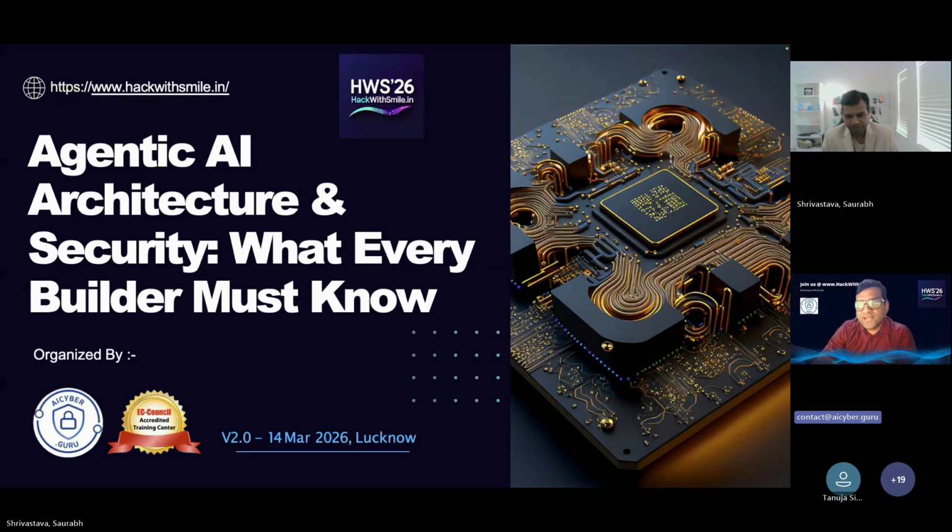So we all know that as aspiring professionals or aspiring students, we all want to build something, and with AI in the picture, everything is built around AI or with AI, right? So that's the focus of our discussion today: agentic AI architecture and security, what every builder must know. I request all of you to participate by sending your queries in the Q&A box or the chat box. We'll try to cover as many as possible. I welcome Saurabh again and hand over to you.